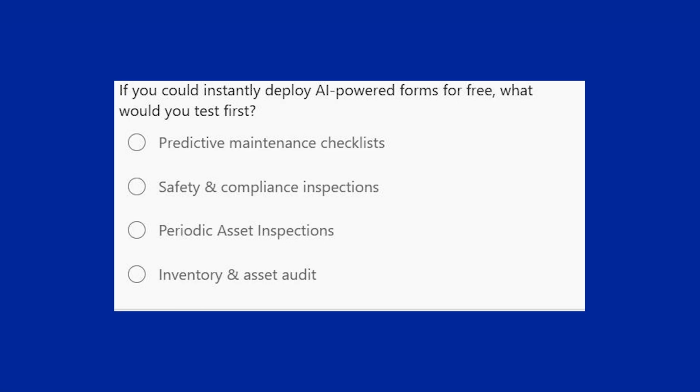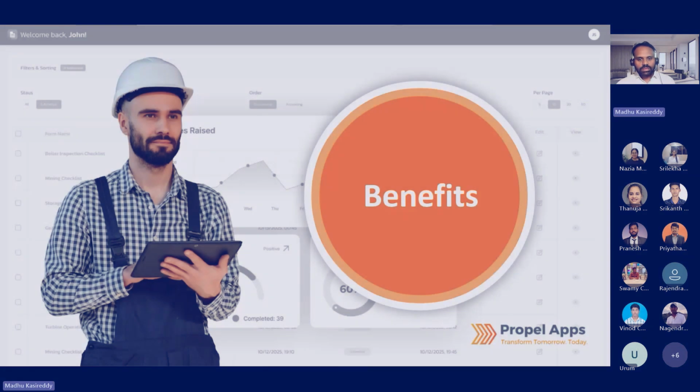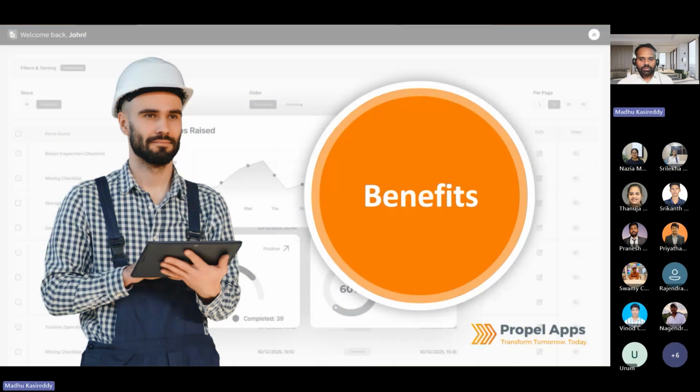Here we go with our second poll. Thank you. So basically, if you could instantly deploy AI-powered forms for free, what would you do? Test first, basically. Which kind of capability do you want to test? Where do you want to test it?